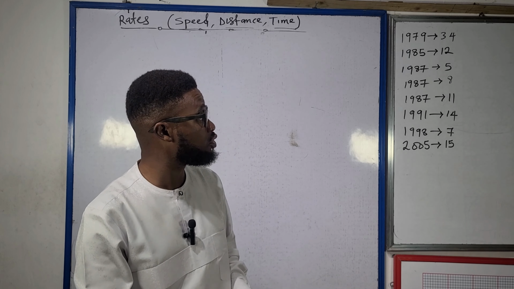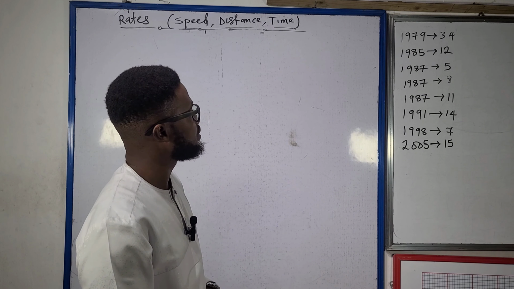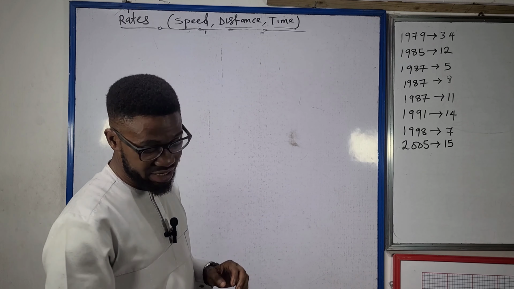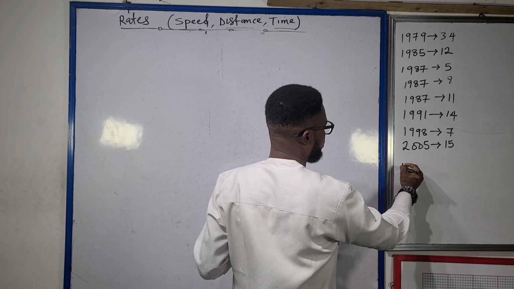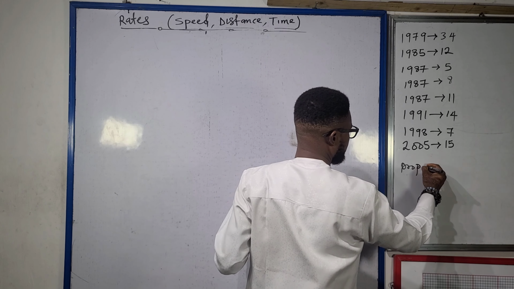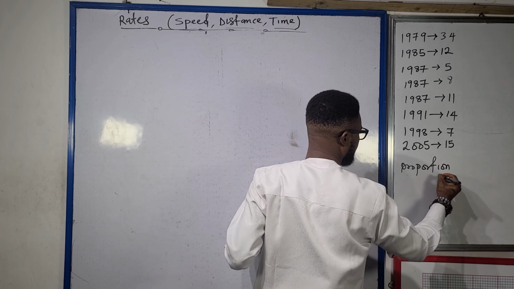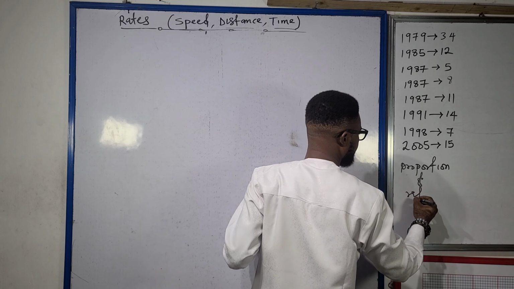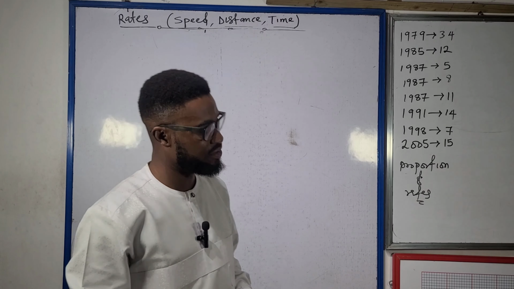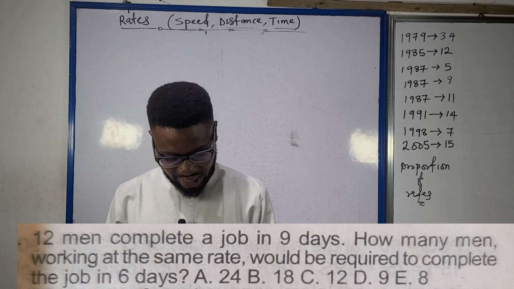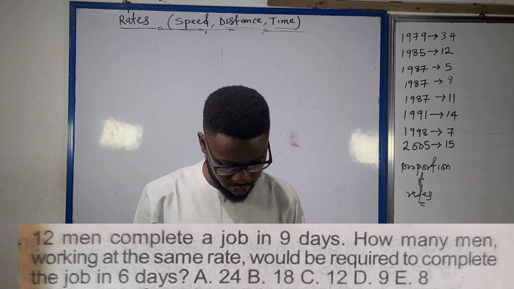The next thing is for us to take some past questions that are related to proportion and rate. Past questions on proportion and rates. Okay, you look at the first question. It says 1979 question 34, as you can see on your screen.